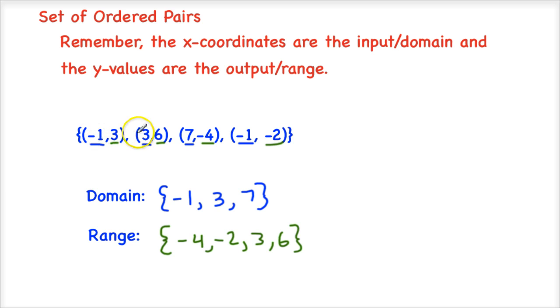So if I have a set of ordered pairs and I'm required to identify the domain and range, I'm going to write a set of all of the x coordinates for the domain from least to greatest, and then for the range I'm going to write out the set of all the y coordinates.